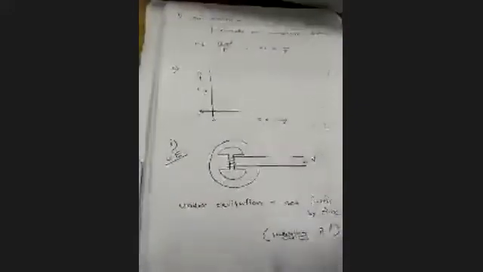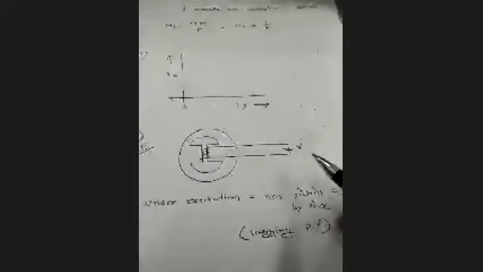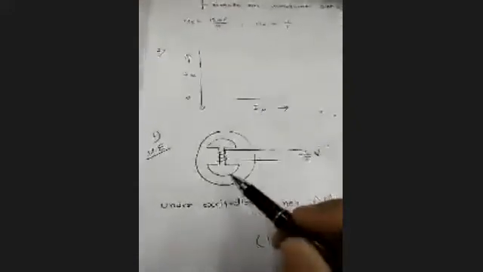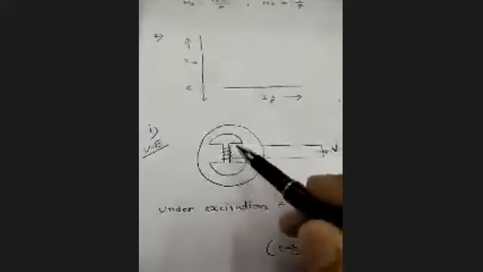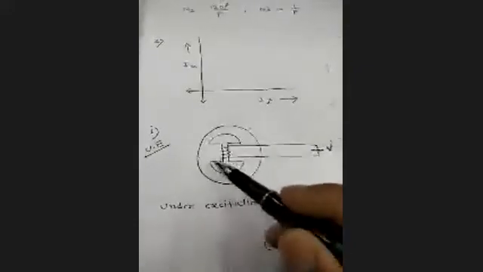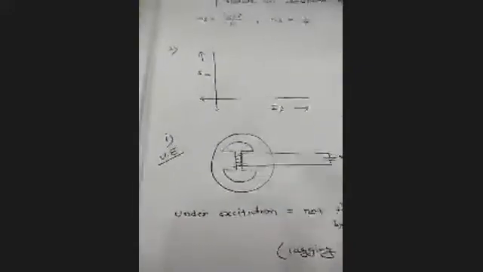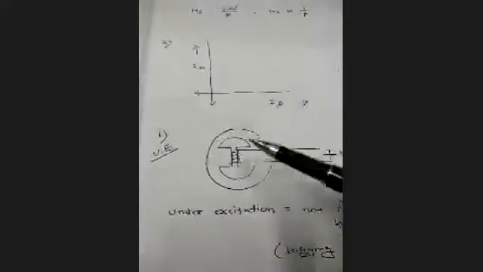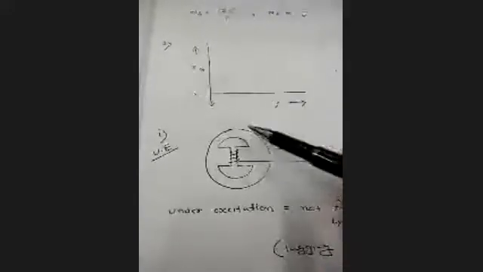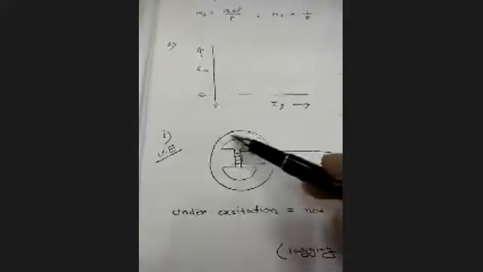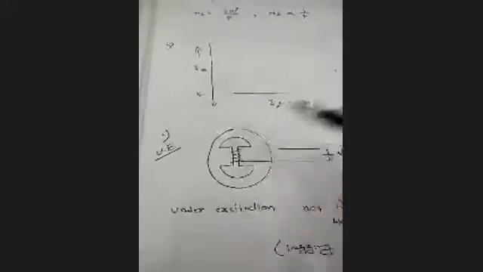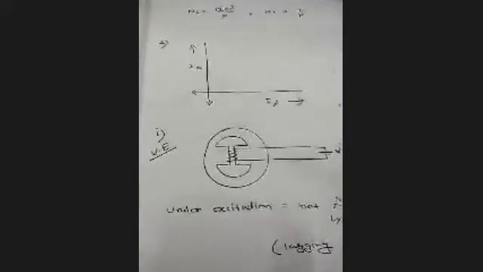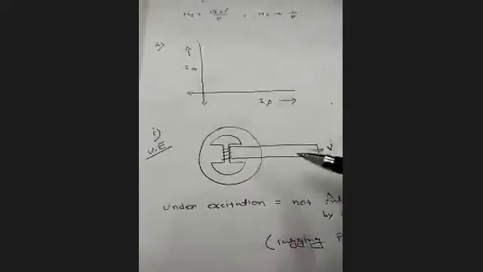In the under excitation condition, when we supply DC to the field of the synchronous machine and excite the field, flux is generated, but the flux does not fill the air gap. So we call this under excitation, and this is the lagging power factor condition.